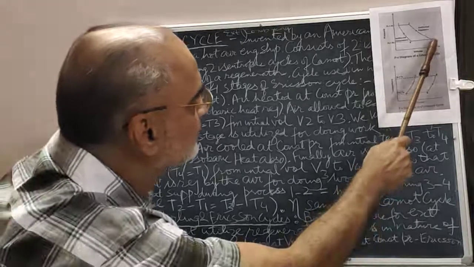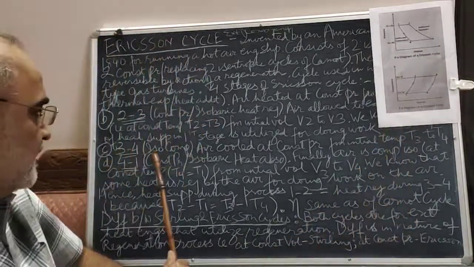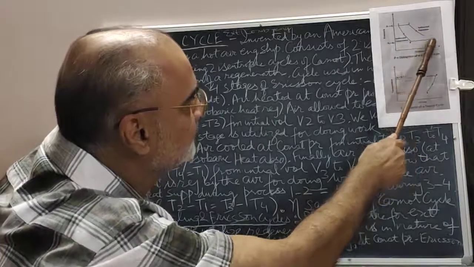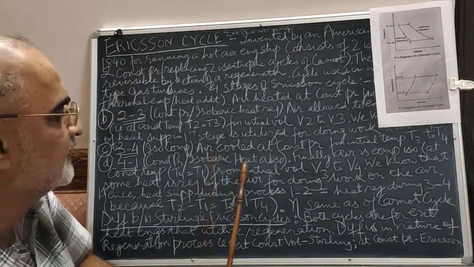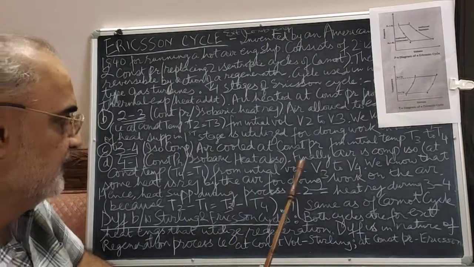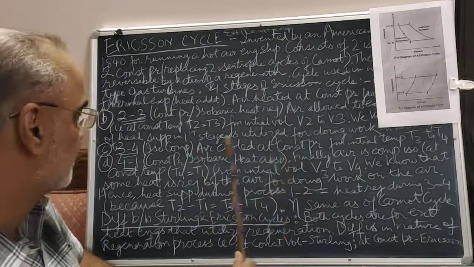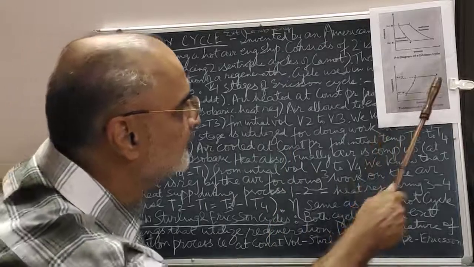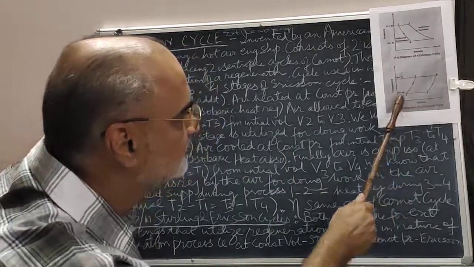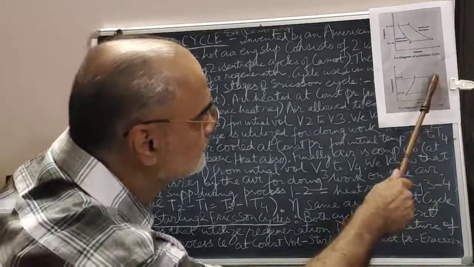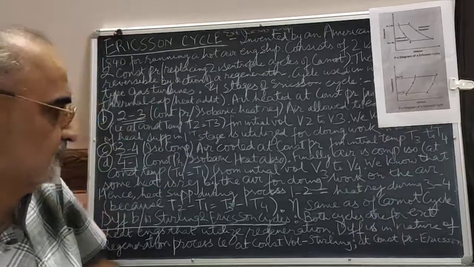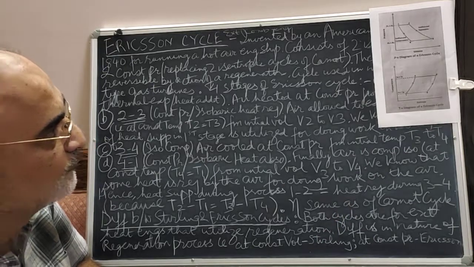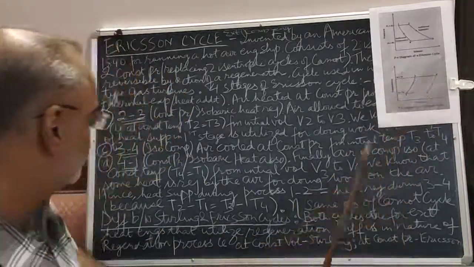3 to 4, isothermal compression. Volume compresses from 3 to 4, and isobaric heat absorption. Air is cooled at constant pressure from initial temperature T3 to T4. T1 is equal to T2, T3 to T4. This is the 3 to 4 process.